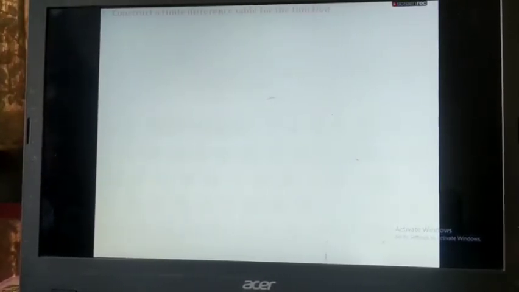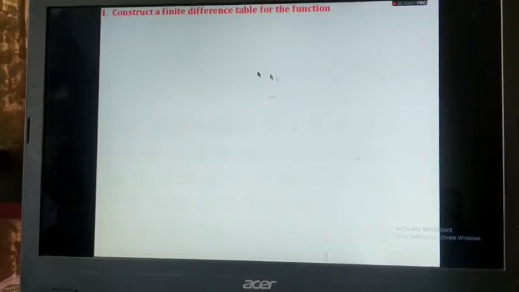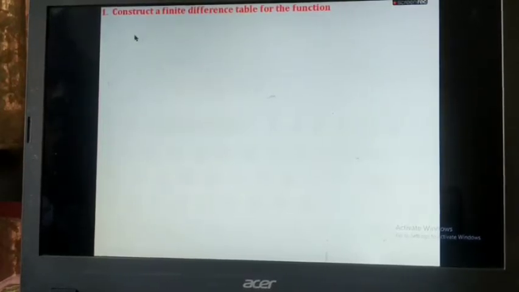That means the forward difference table as well as the backward difference table. Next, let us go for some examples on finite differences. First, to learn how to construct a finite difference table by means of an example.